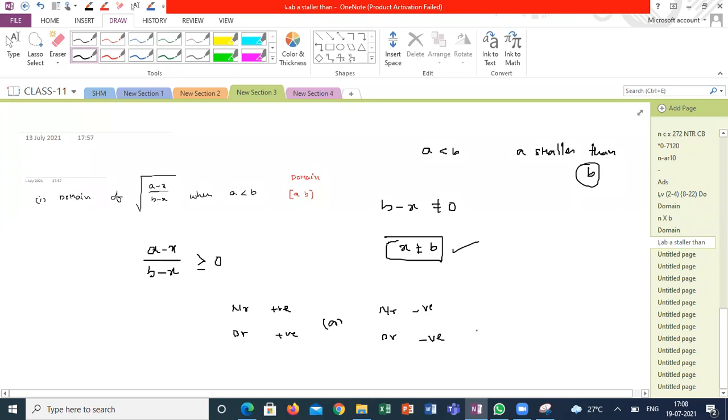Guys, please. Yes or no? For what x values will the numerator be positive? A is smaller. So if you take any value less than a, then the numerator is positive, and it should not be greater than b. It should be less than a and it should not be greater than b. Got it? What I'm saying?